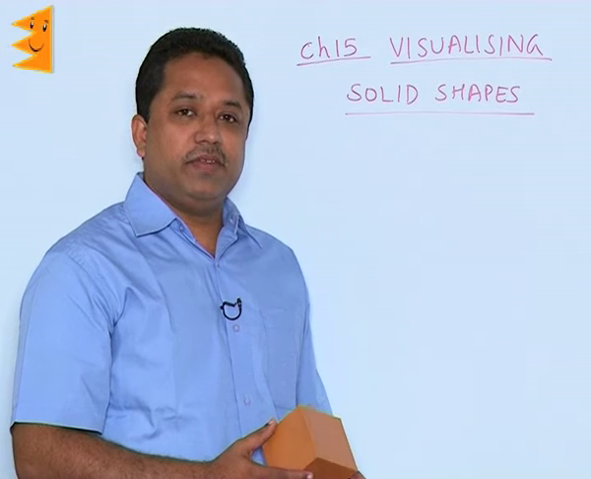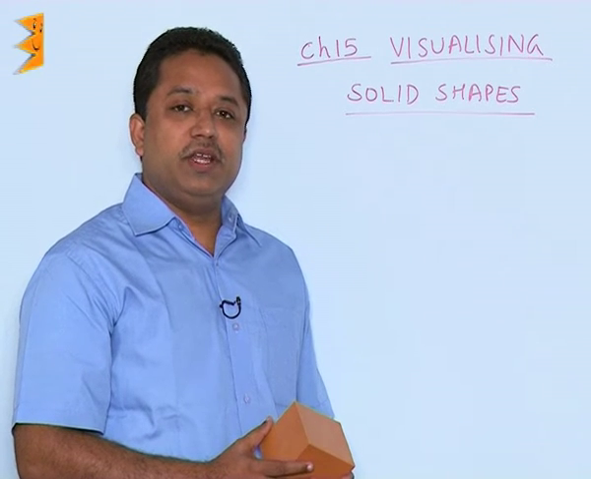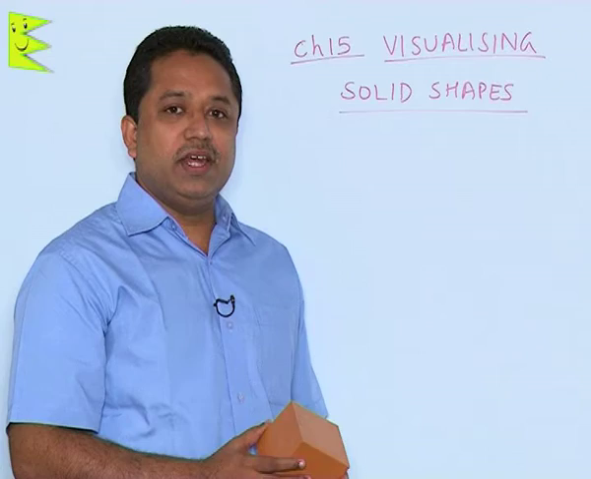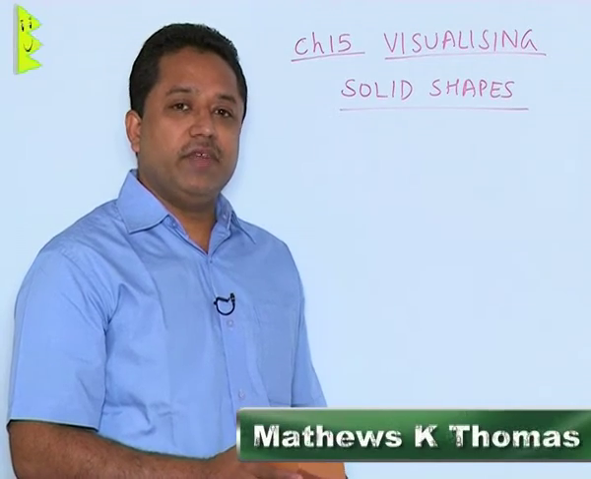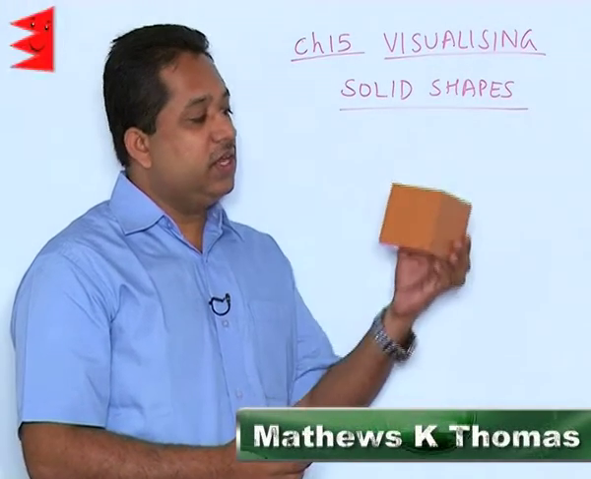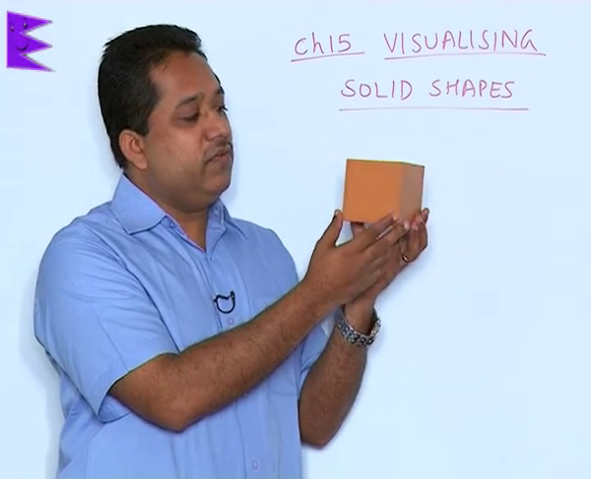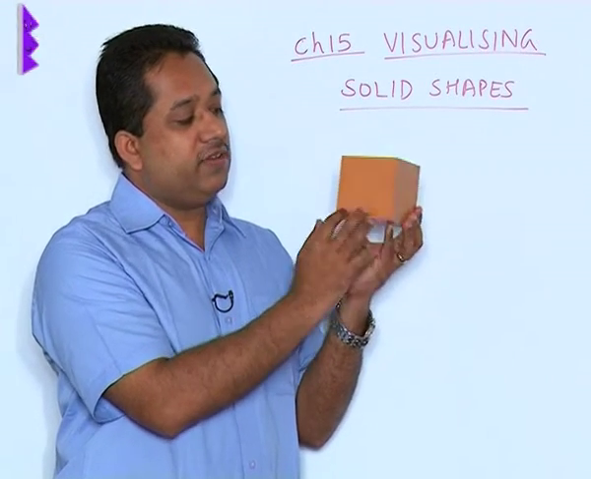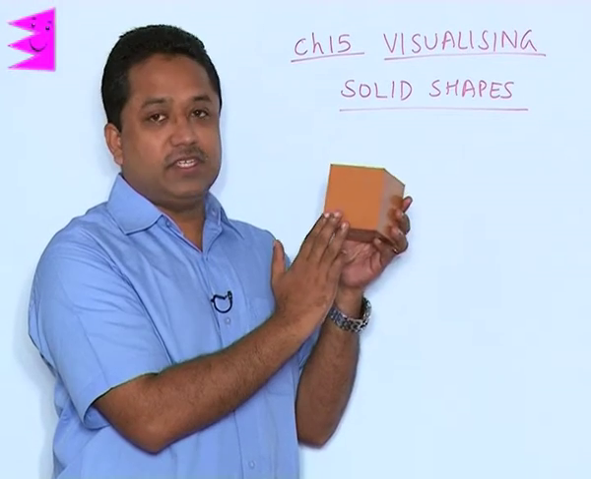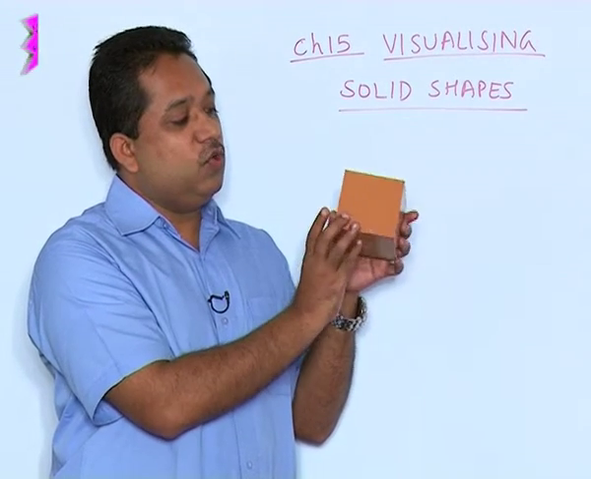Here in this chapter, we are going to do different solid shape visualization of different 3D figures. Now, if you see here, I have a cube with me. A cube is a figure in which we have squares on all the faces. So, we have a cube here.